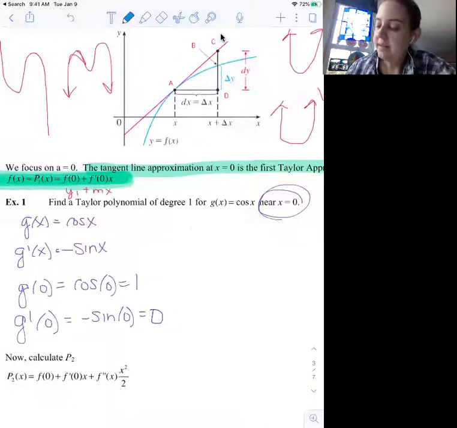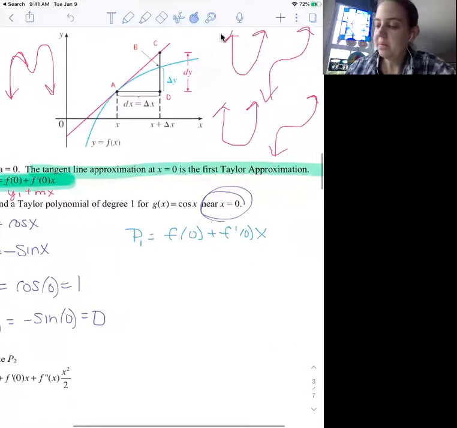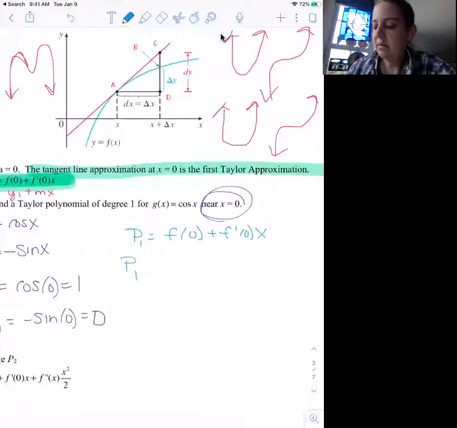So my Taylor polynomial is f of 0 plus f prime of 0 times x. Now x is just x, it's a variable. Please don't be putting zeros into that. Let's give ourselves a little bit more space. My Taylor polynomial, 1 is my degree 1.